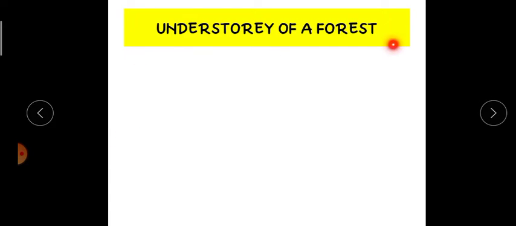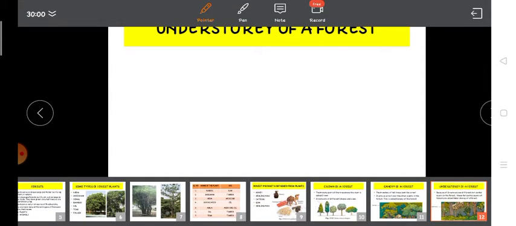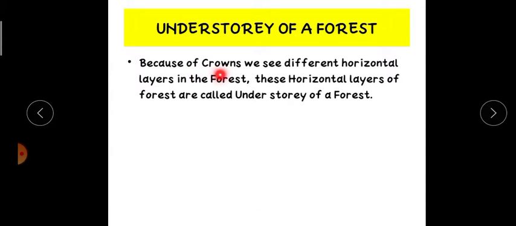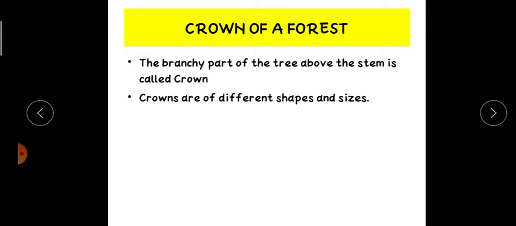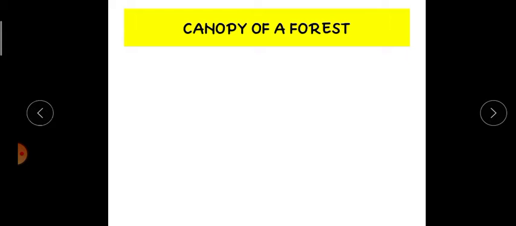Now the forest also has another part besides the canopy, known as the understory. Now what is understory? Because of the crowns, we see different horizontal layers in the forest. These horizontal layers are known as the understory of the forest. Here you can see the crowns of a forest.